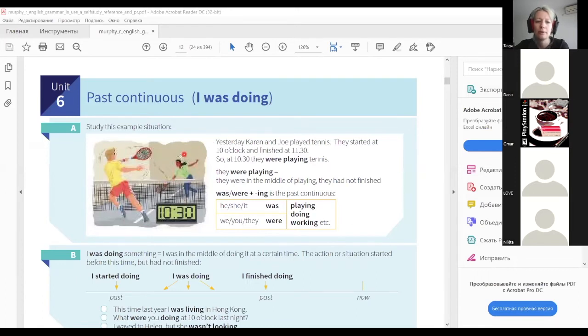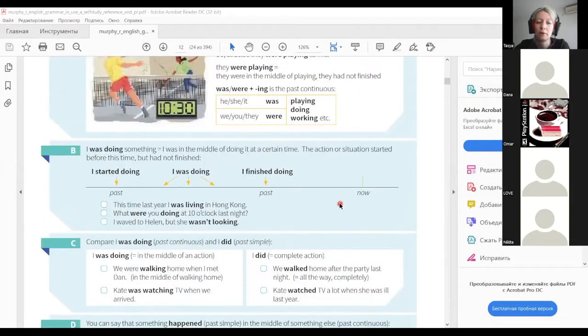You use it in this kind of situations. Yesterday, Karen and Joe played tennis. They started at 10 o'clock and finished at 11:30. So at this exact time, they were playing tennis. They were in the middle of playing, they hadn't finished. Like, was plus verb plus ing in the past continuous. I think that you know it already, but still. I was doing something, I was in the middle of doing it at a certain time. The action or situation started before this time, but hadn't finished.